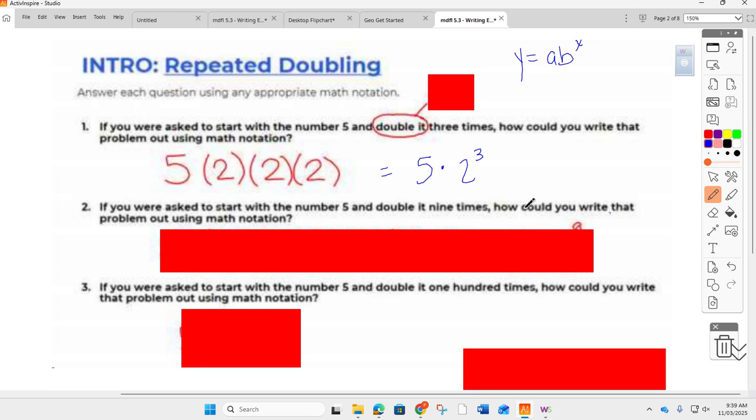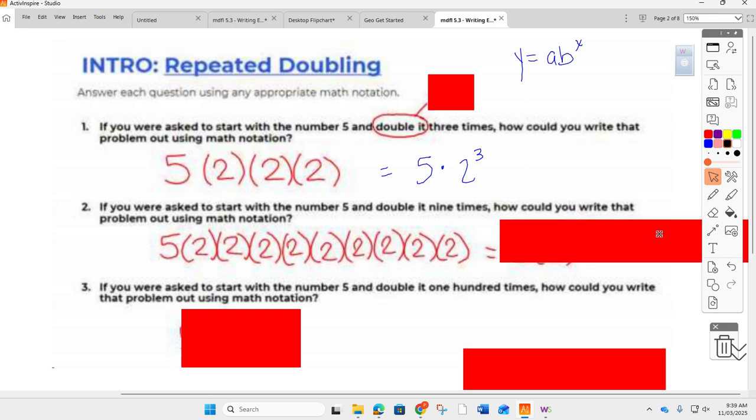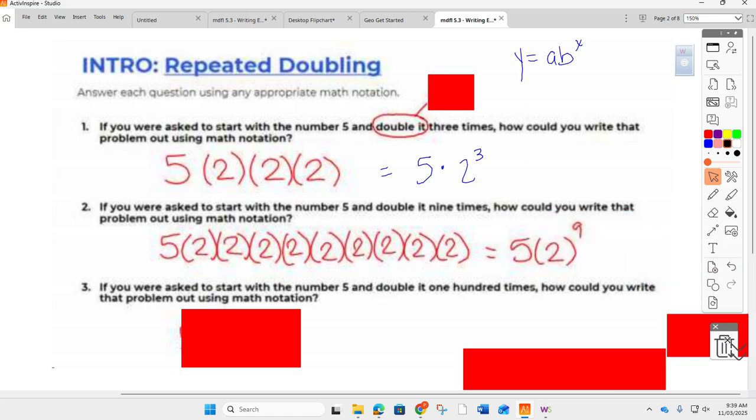If you were asked to start with the number 5 and double it 9 times, then how could you write that? Wouldn't there just be 9 2's there? It would just be 5 times 2 nine times, 1, 2, 3, 4, 5, 6, 7, 8, 9. That gets a little bit tedious when these numbers get bigger. So we write it 5 times 2 to the 9th power, right?